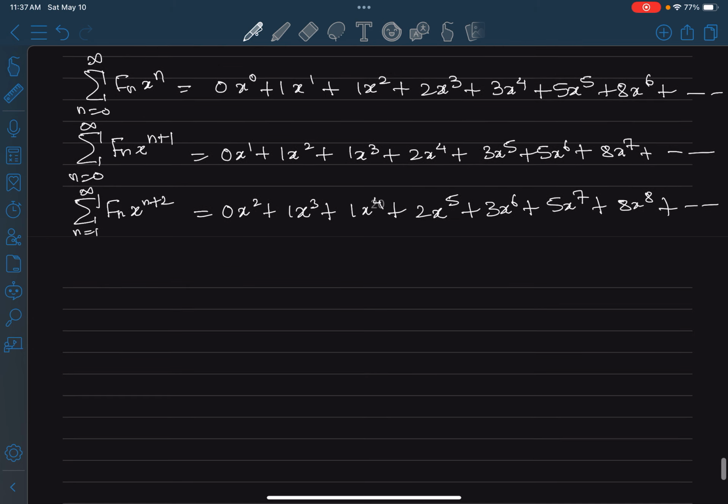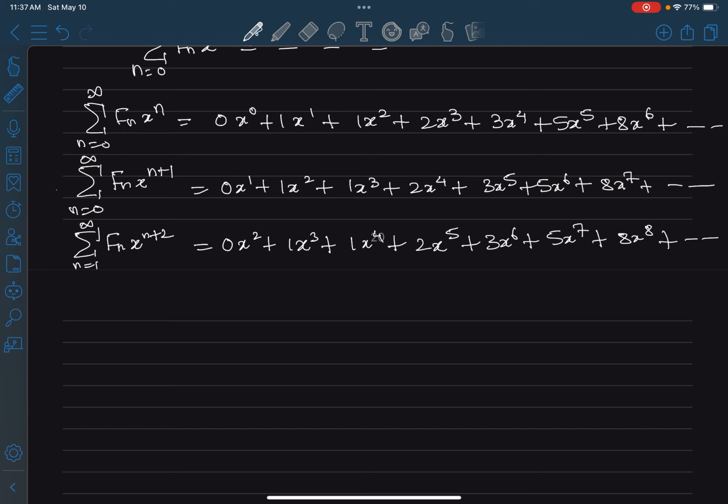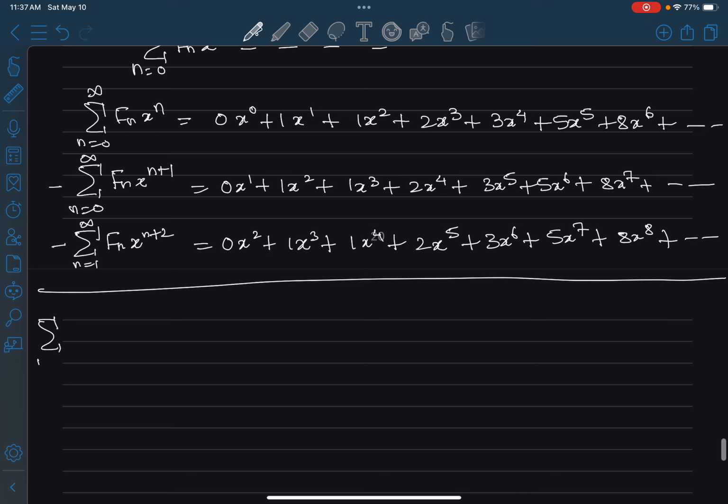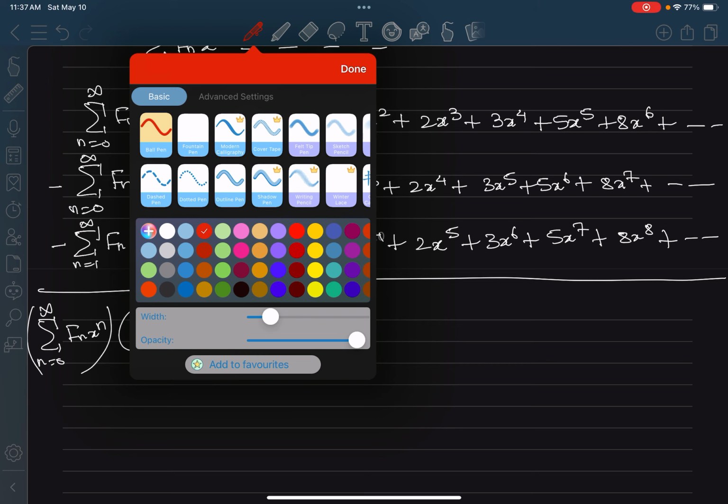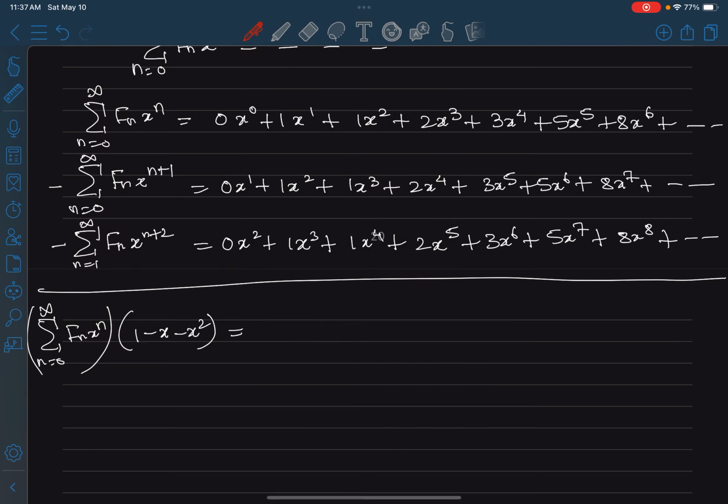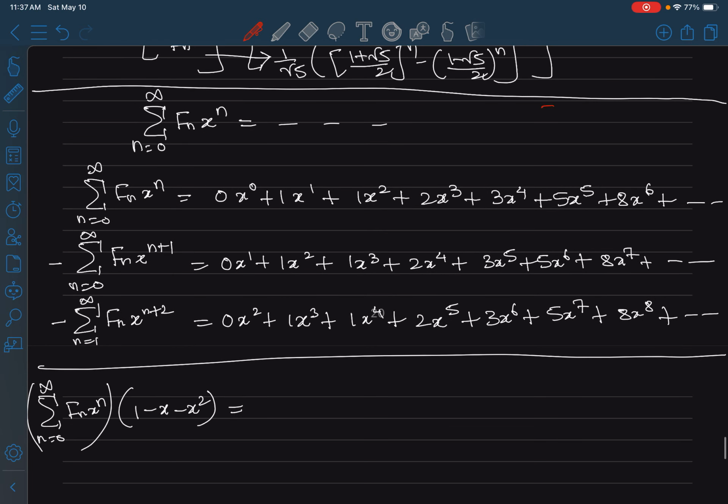Now, notice that if you subtract these two from the first expression, you will have the sum from n equals 0 to infinity of fn x to the power n, times (1 minus x minus x squared). So this will be equal to, okay, let me show you something now. We know that Fibonacci numbers have fn equals f(n minus 1) plus f(n minus 2). Now if we subtract this n minus 1 and n minus 2, this will just be 0. The same thing's happening here.